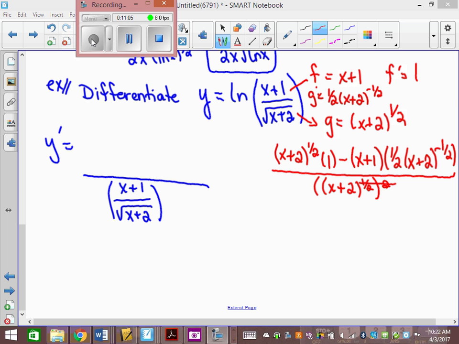What can we do to the top? X plus 2 to the negative 1/2. You are correct. What else should we take out? I'm hoping I've drawn this home. Something better.